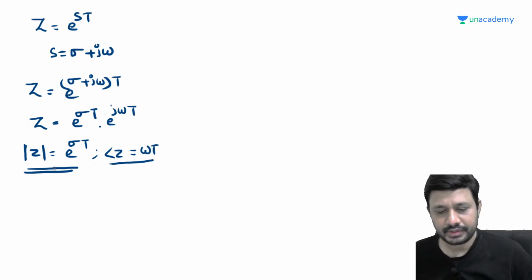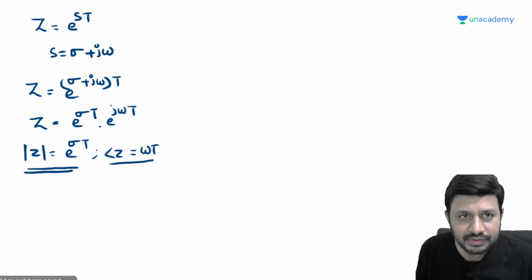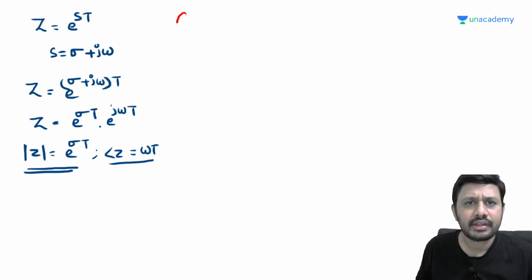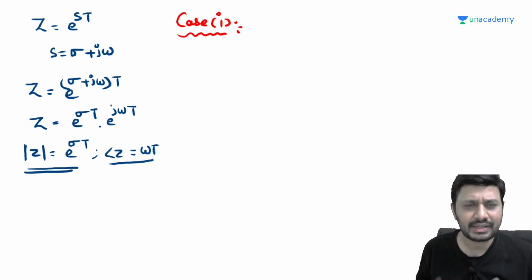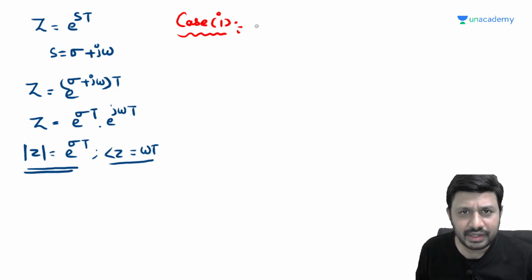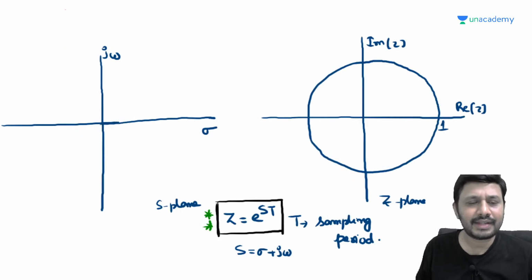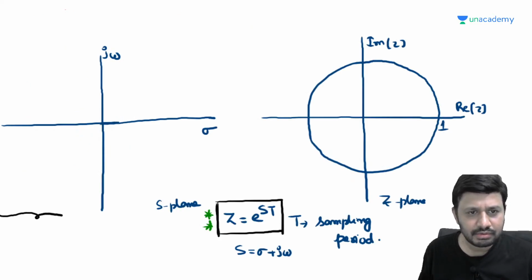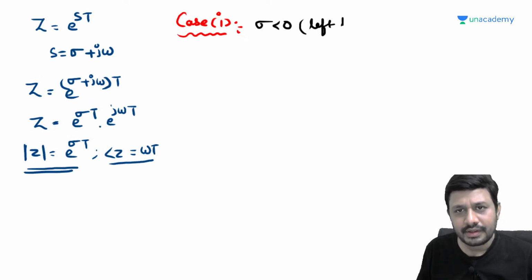After knowing this, let's start mapping. First of all, case 1, case 2, case 3. Listen carefully. Case 1 is sigma less than 0. See, in the S-plane, sigma less than 0 means, what, you know? This portion. Sigma less than 0 means left half of the S-plane.